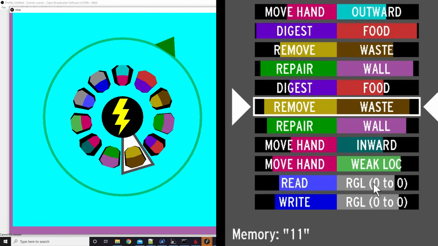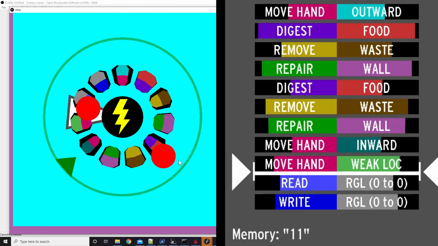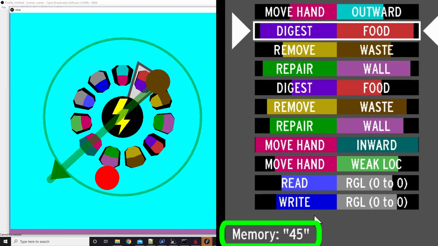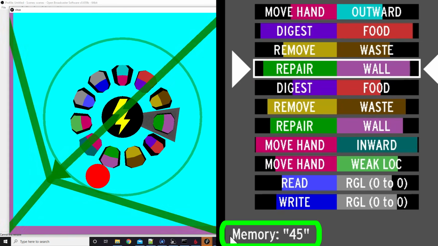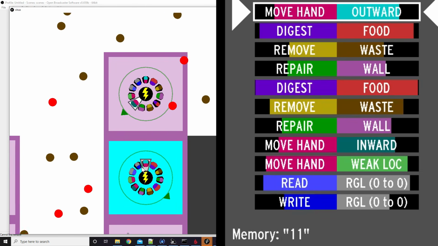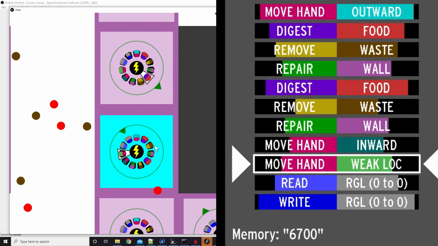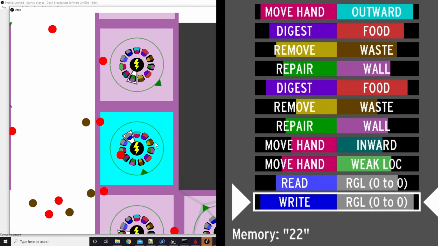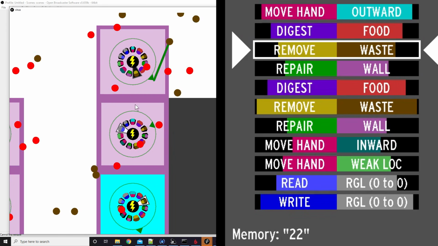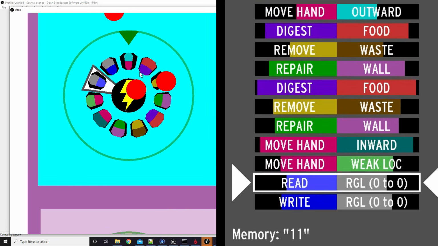So the read codon, what it does is it looks at what the hand is currently pointing at, and it commits it to memory. So you can see that the cell has a memory stat in the lower left, and every cell has its own memory. So this guy is remembering the number 11. This guy is memorizing 6700. Well, now he's memorizing 22 because a new piece of information was written to his memory. And those numbers correspond to the type of codon the hand is looking at.